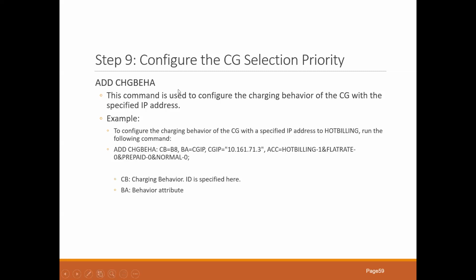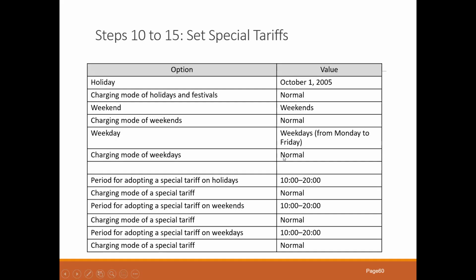To configure the behavioral characteristics, the command is this one: add CHG BEHA. CB is your charging behavior, and a specific ID for your charging behavior is specified here. The behavior attribute is CG IP, and then you specify which charging IP is going to be handling all the CDRs based on this charging behavior characteristic, and then you specify what sort of charging characteristics are set. Hot billing is 1, the rest are 0. So all your charging is going to be done based on hot billing characteristics.